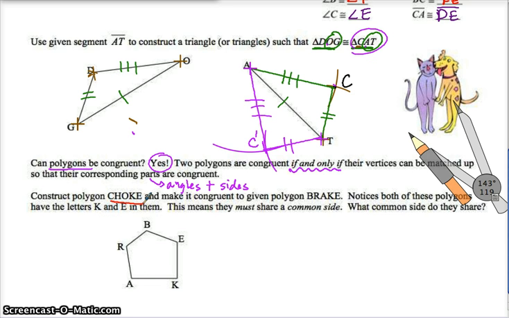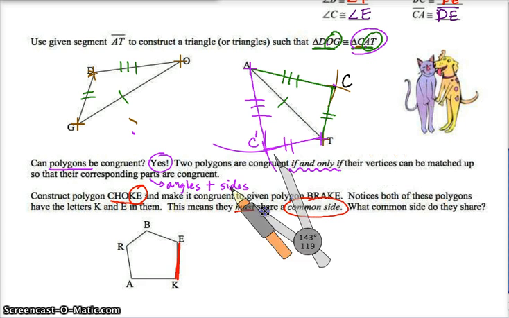And I want to make a pentagon C-H-O-K-E so we can make it congruent to this. Well, one of the things you need to notice is that C-H-O-K-E shares the K and the E. So it has to be connected. You can't have a whole different segment with the same label. That means it shares the segment. They must share that common side right there. So it says, notice both of these polygons have the letters K and E in them. This means they must share a common side. So what am I going to do?